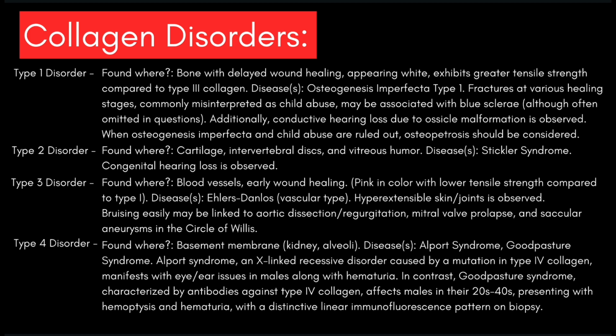In osteogenesis imperfecta type 1, fractures occur at various healing stages, commonly misinterpreted as child abuse, and it may be associated with blue sclera. Although often omitted in questions, if you see blue sclera, it's a dead giveaway for osteogenesis imperfecta type 1. Additionally, conductive hearing loss due to ossicle malformation is observed in osteogenesis imperfecta type 1, so keep that in mind.